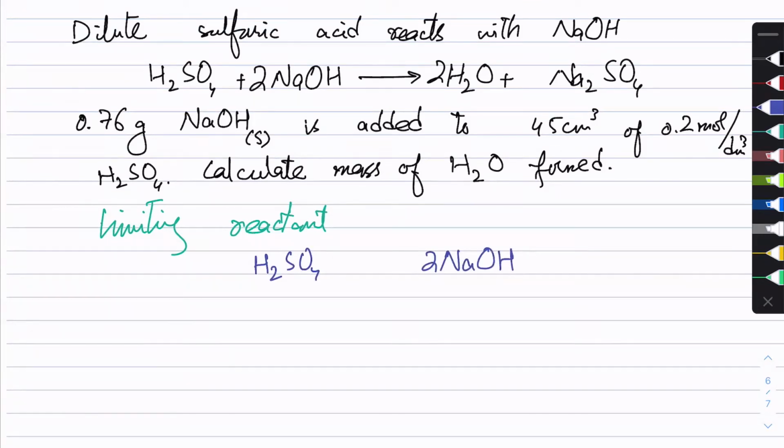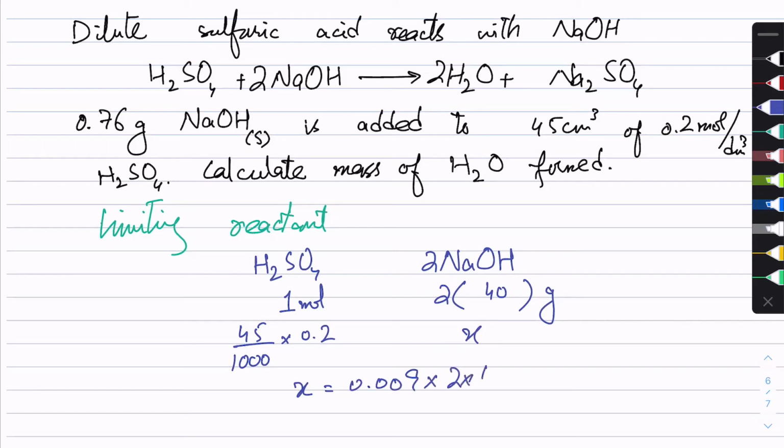Okay, so H2SO4 is a solution. So I'll just take the mole, 1 mole, reacts with 2 of this. So this is grams. So I'll take the grams. So that's going to be 23 plus 16 plus 1, 40. Yeah, 40 grams. So that's telling me that 1 mole of H2SO4 requires 80 grams of that thing. I have 45 over 1000 times 0.2. So 45 divided by 1000 times 0.2, that is 0.009 gives me x. So x is going to be 0.009 times 2 times 40. So that's 0.072, sorry, 0.72.